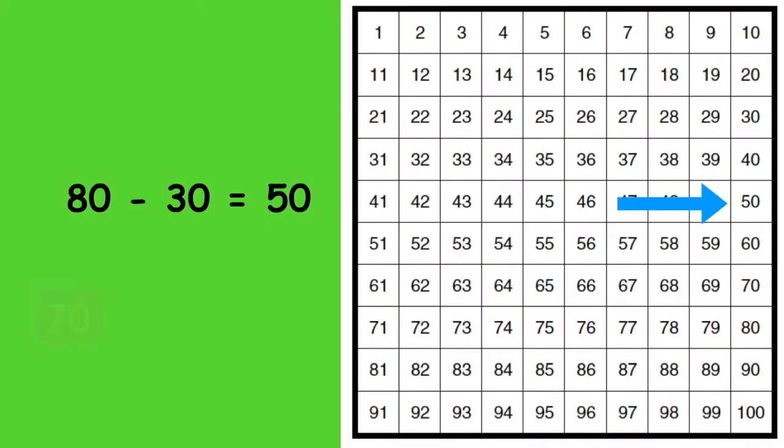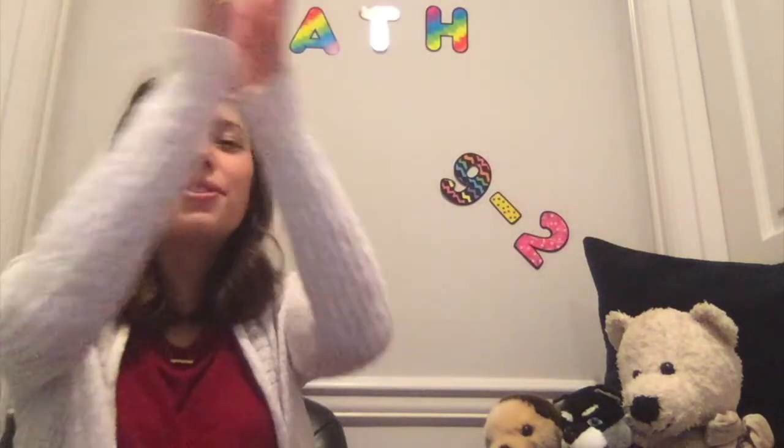To be careful, let's just double check to make sure that we have the correct answer. We will start at 80, and because we are subtracting 30, we will count back by 10 3 times. Okay? Are you ready? 70, 60, 50. We landed on 50, so it looks like we have the correct answer. A round of applause for everyone.